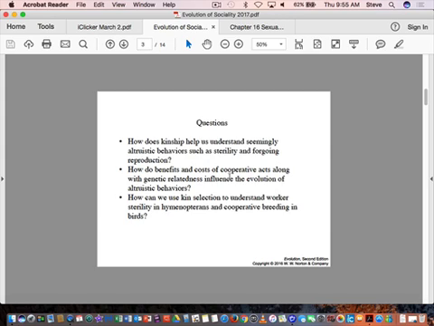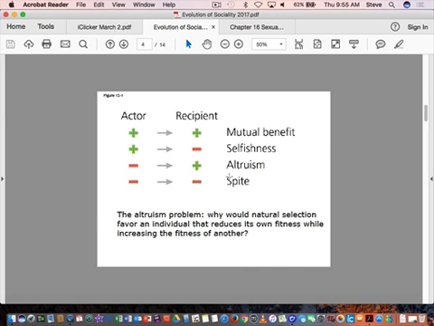Okay. So let's talk about what is altruism.